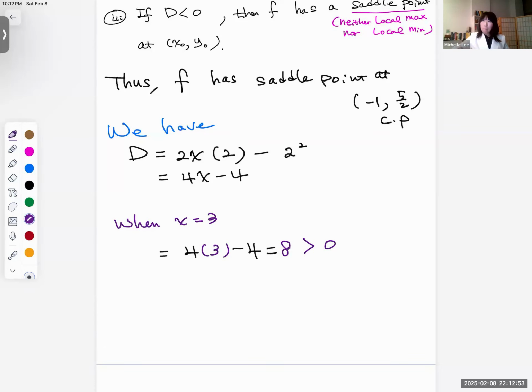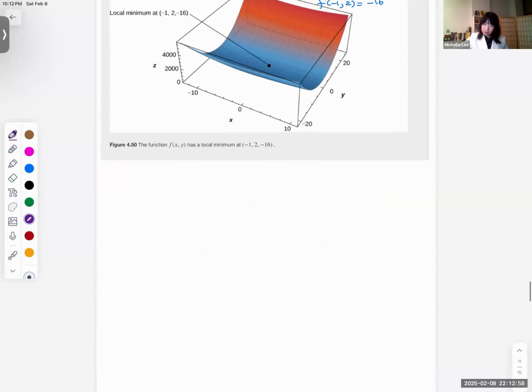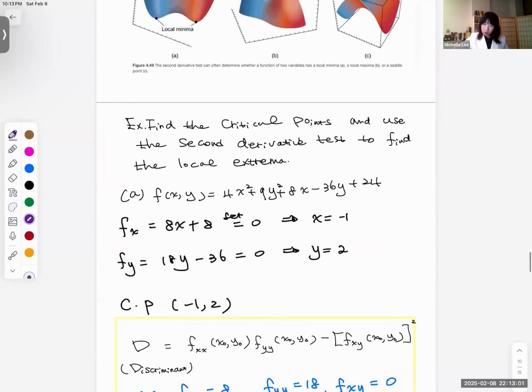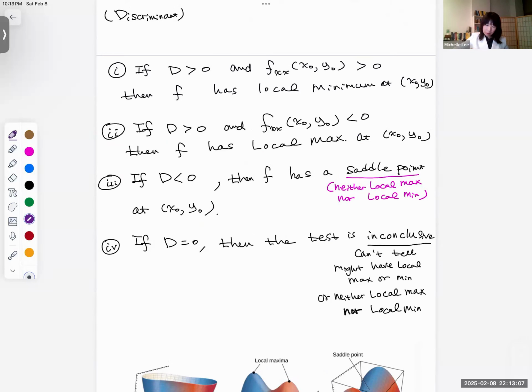So let's find out. Well, two conditions. We have local max, local minimum, right? It depends on the second derivative. So let's take a look. Greater than 0, two conditions. Okay. If the second partial derivative with respect to x is greater than 0, there's a local minimum. Less than 0, local maximum. Okay? So we need to find out.